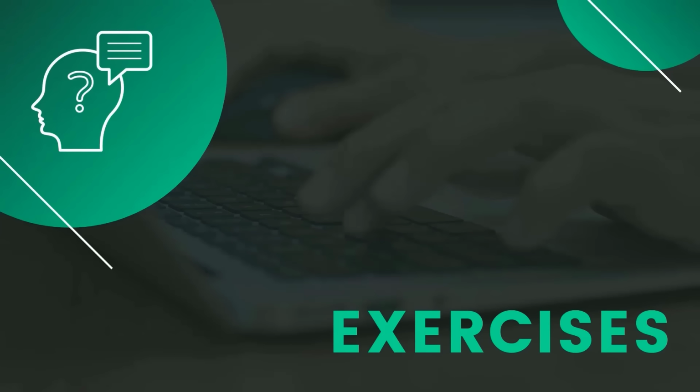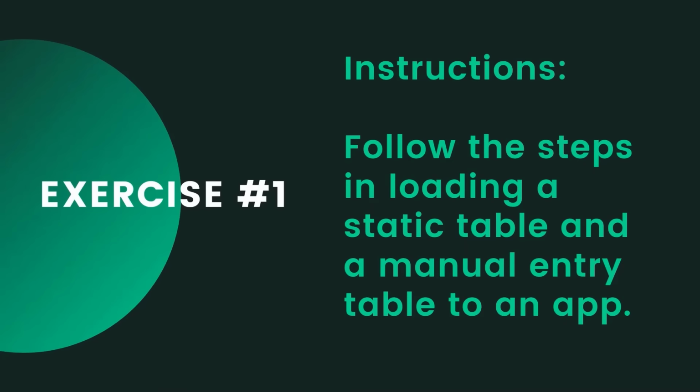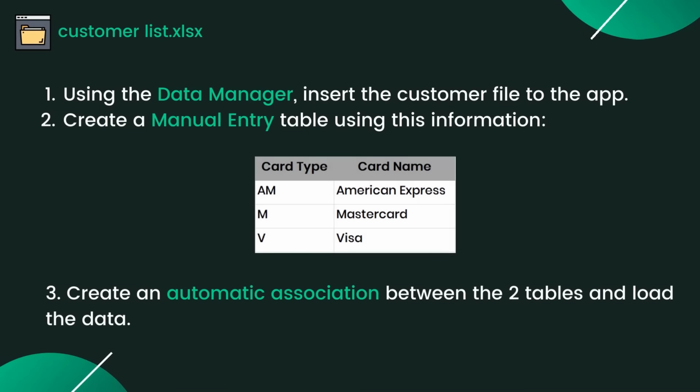Exercise 1. Follow the steps in loading a static table and a manual entry table to an app. You will be using the customer list.xlsx file. Using the Data Manager, insert the customer file to the app, create a manual entry table using this information, create an automatic association between the two tables, and load the data.